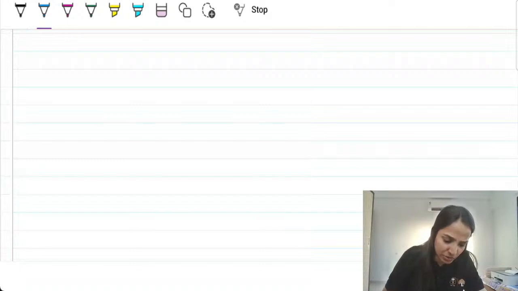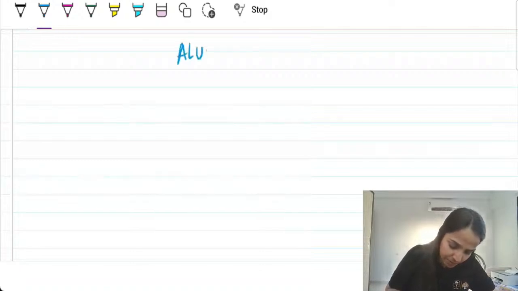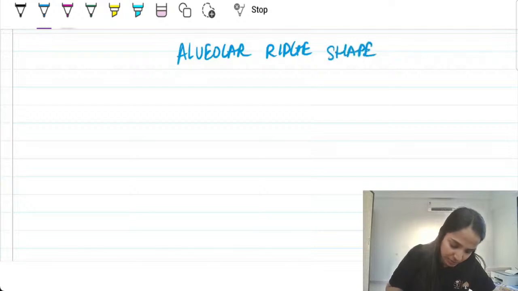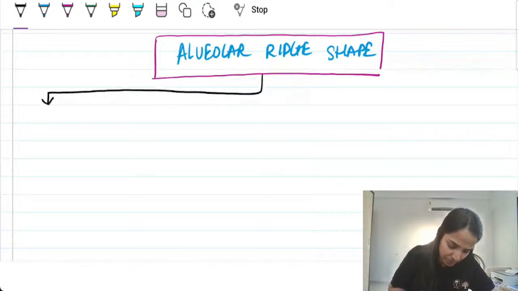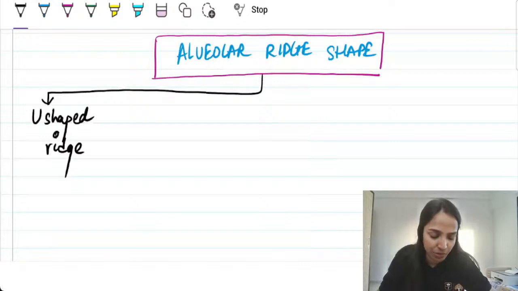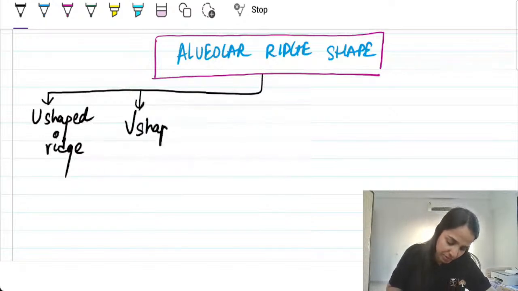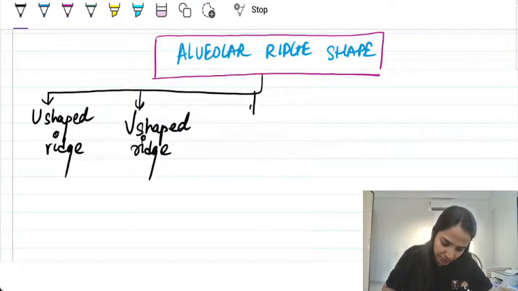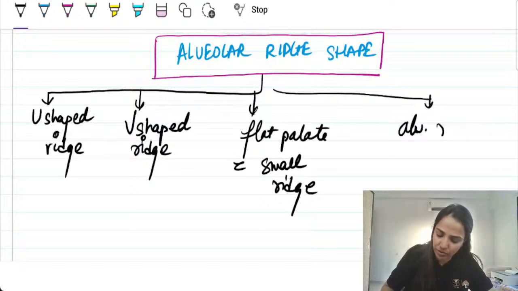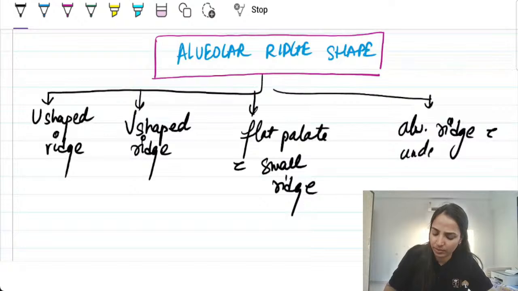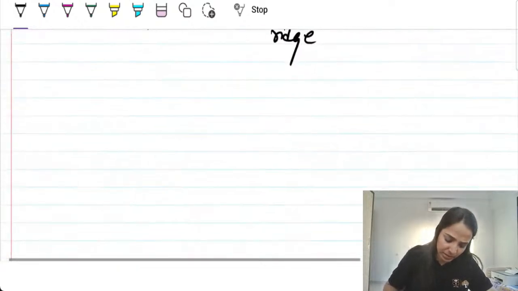Now, there are several alveolar ridge shapes as well as forms. So, we will start studying them. Alveolar ridge shape. We have a U-shaped ridge, and as it suggests, the shape would be similar to U, that is why it is called as a U-shaped ridge. Then we have a V-shaped ridge. Then we have a flat palate with small ridge, and we can also have alveolar ridge with undercuts. Now, let us understand one by one all of them.